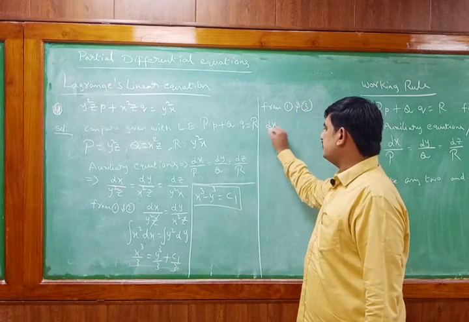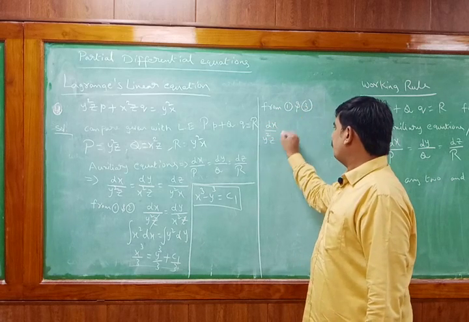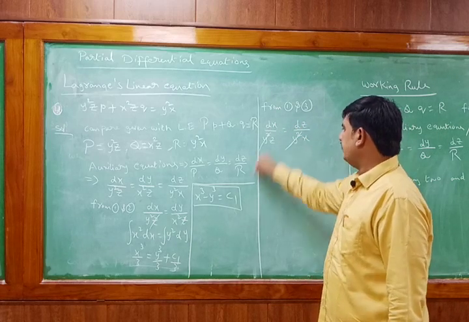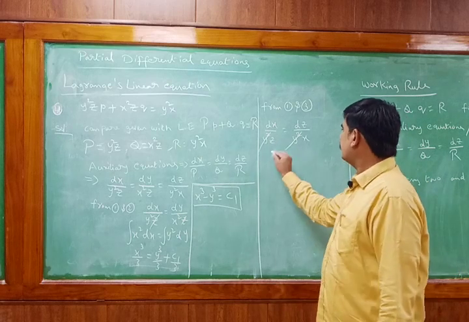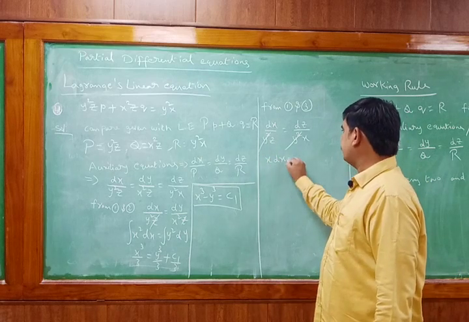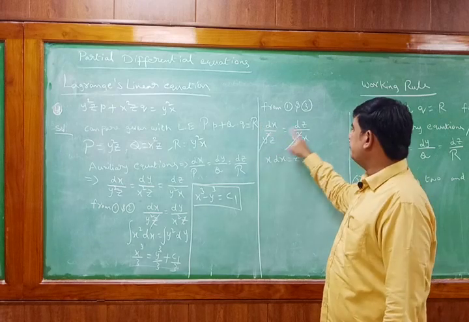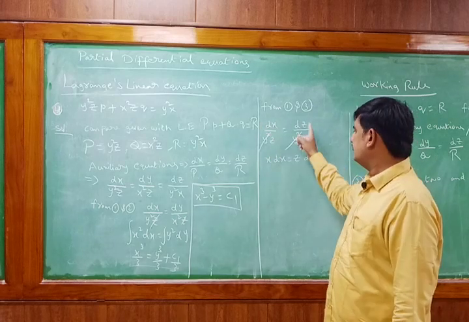From 1 and 3, what is my auxiliary equation? dx by y square z and dz by y square x. On both sides y square got cancelled. Cross multiply: x dx is equal to z dz. This x comes to this side and z comes to this side.